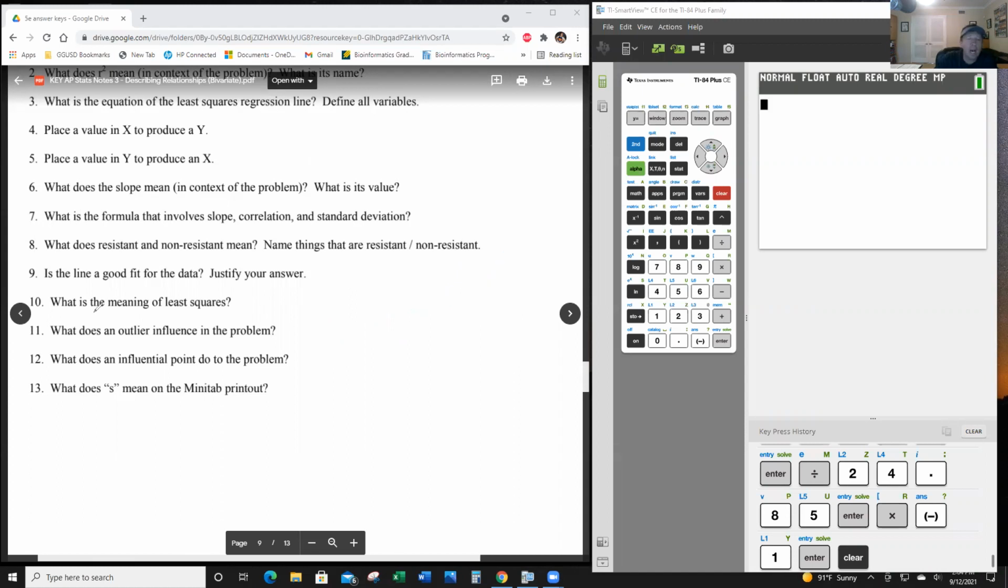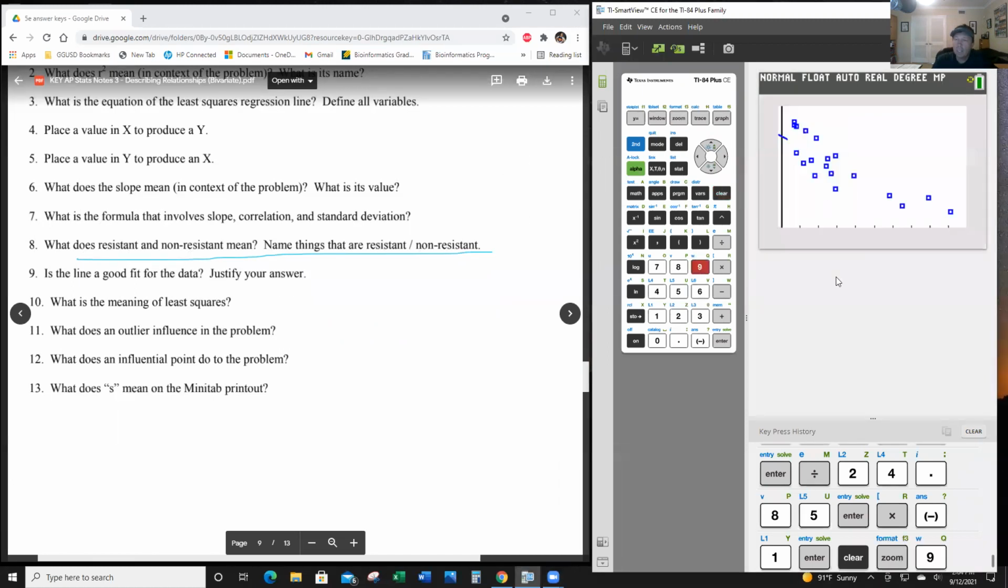All right. What does resistant and non-resistant mean? Name things that are non-resistant. Remember, the slope is non-resistant to an outlier. So let me again put this up here. If a point came in, I'll get a red. If a point came in like right here, some weird point, that would severely change the slope because the line would move toward it and it would change it. Okay. R and R squared are also very non-resistant. They will move quite a lot when you get a point like this in there. Okay. All right.